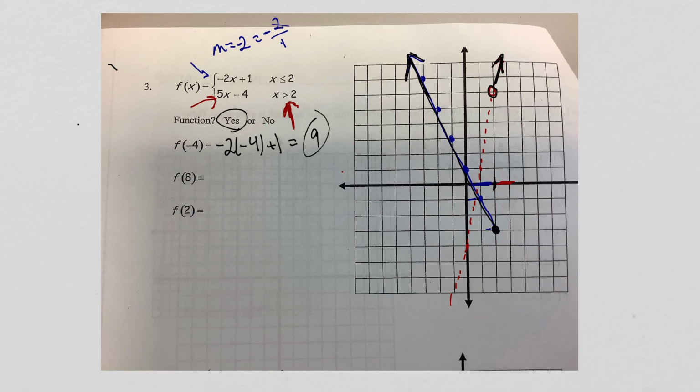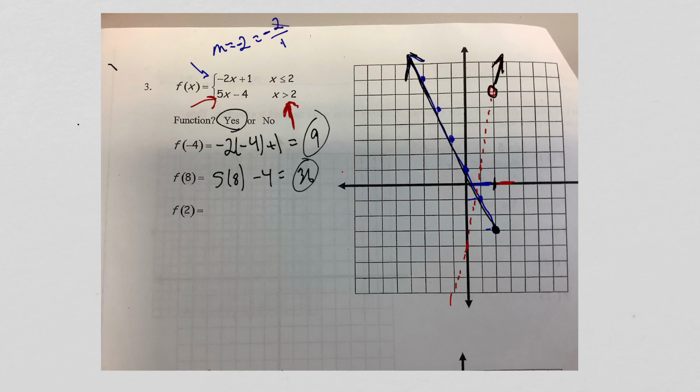And then the next one is f of 8. So that's definitely off the graph. It's like way, way up that way, because 8 would be all the way over here somewhere. So I'm going to plug it into this one. So I get 5 times 8 minus 4. 5 times 8 is 40. Take 4 away, we get 36.